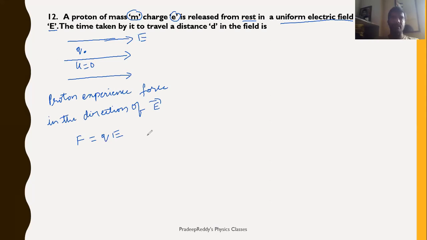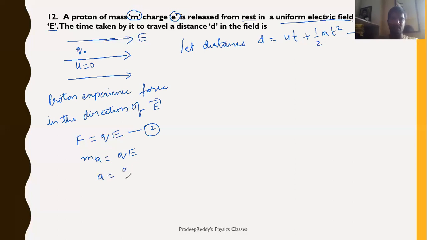You are now supposed to calculate time taken by it to travel some distance d. Now let distance traveled d is equal to ut plus half at square. Take this as equation number 1. I want to now find out this t value. From this you can write F is equal to QE. Let me take this as equation number 2. F is equal to ma, which is equal to QE, and acceleration a is equal to QE divided by m. Take this as equation number 3.